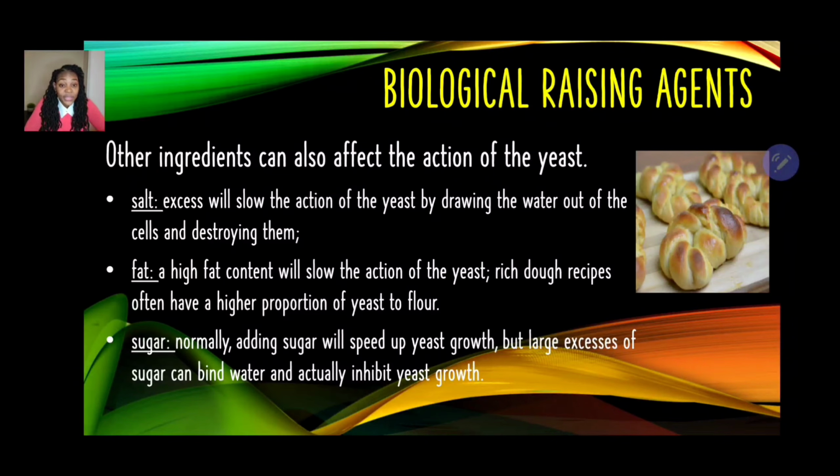Now, the next ingredient is fat. A high fat content will slow the action of yeast. So rich dough recipes often have a higher proportion of yeast to flour.